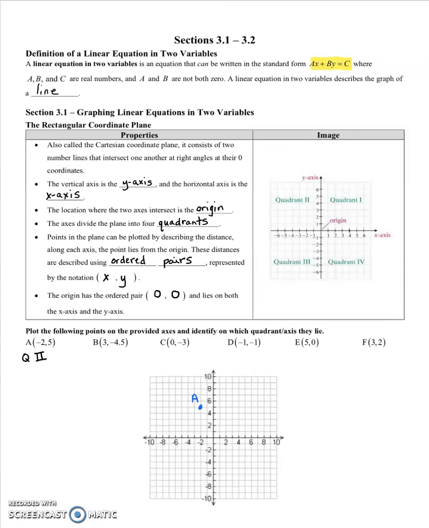If we plot B, we have (3, -4.5). So we go horizontally to 3 and then down to 4.5. So that's about halfway between 4 and 5, so about right there. That's point B. That one is in quadrant 4.